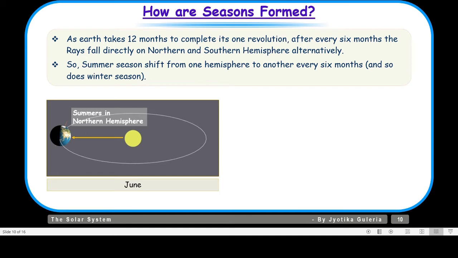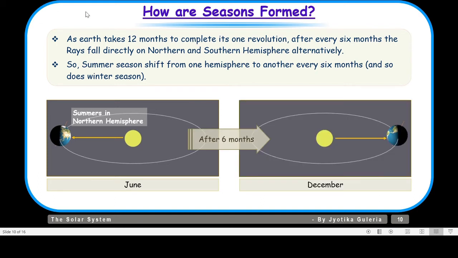As you can see here, in the month of June, the rays of the sun are falling in the northern hemisphere and the northern hemisphere will experience summer. But after 6 months, that is in the month of December, the rays of the sun will now fall directly on the southern hemisphere, because it is closer to the sun. So the southern hemisphere will experience summer, whereas the northern hemisphere will experience the winter season.